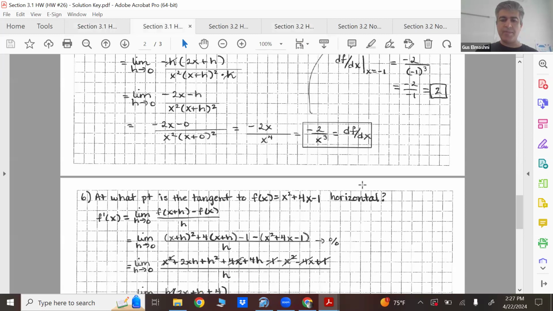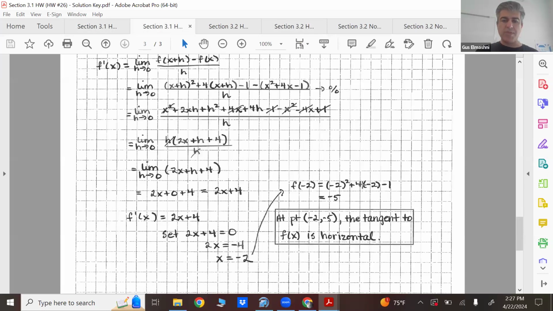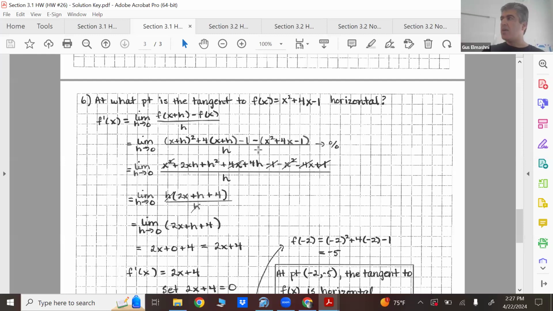That's your derivative. And for 6, if you find the derivative, set it equal to 0 and solve for x, you get x equals -2. Plug -2 back into the original equation to get the y coordinate that goes with it. So at (-2, -5), that's where the tangent line is going to be horizontal to the graph. That's also the vertex of the parabola. So you're seeing more of these calculus connections to things you've done in the past already, right? So it's kind of good.